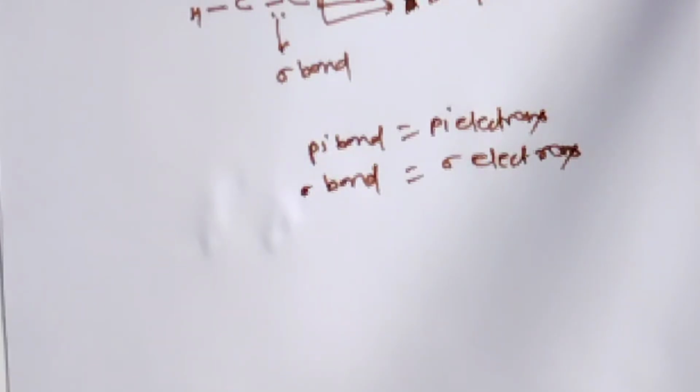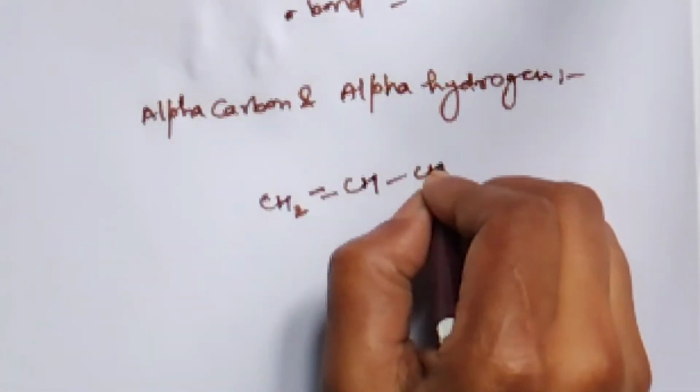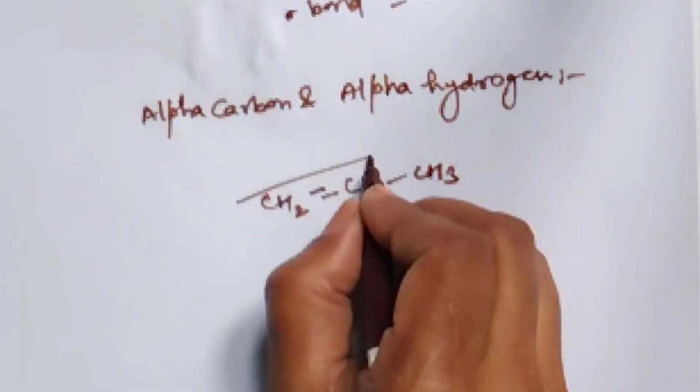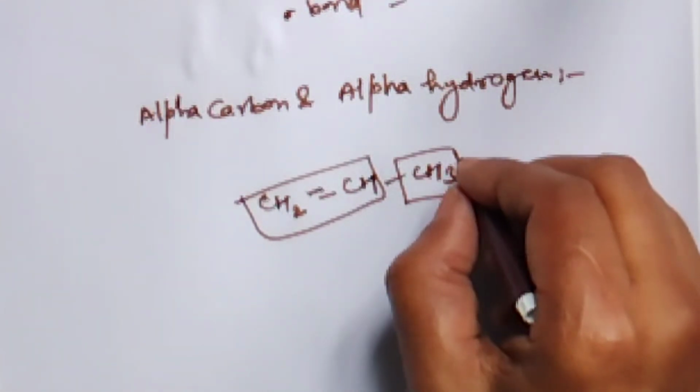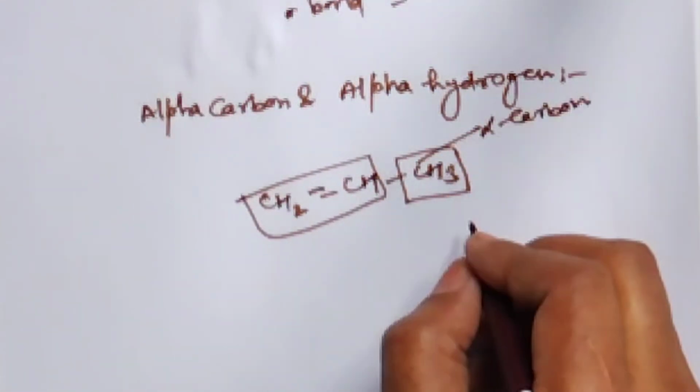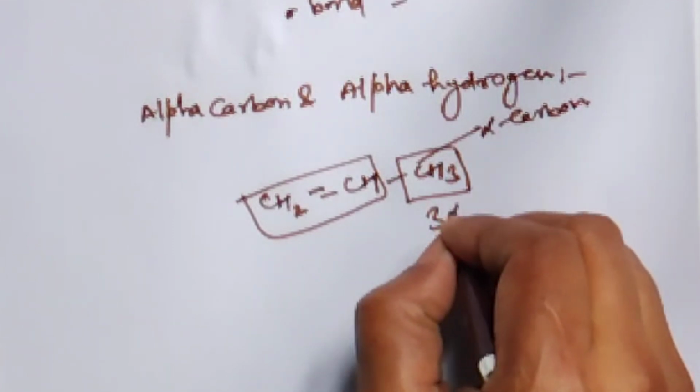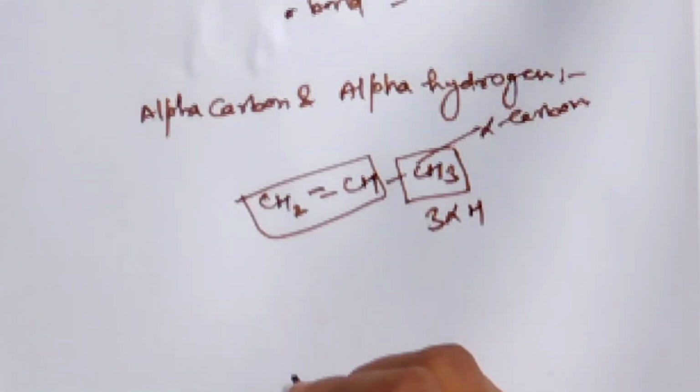We understand what alpha carbon and alpha hydrogen are. Alpha carbon is the first carbon attached to a functional group. This is a functional group, okay, and this is an alpha carbon. This carbon has 3 alpha hydrogens.